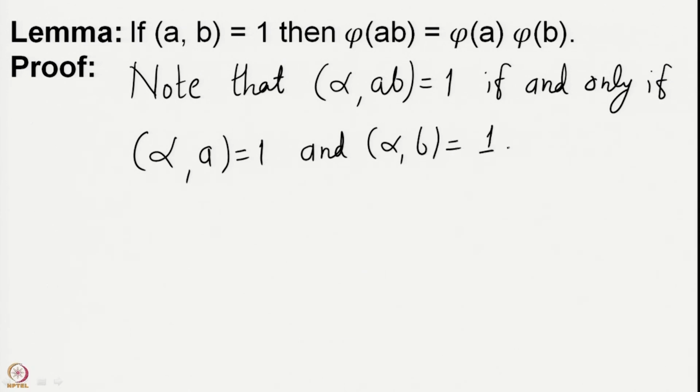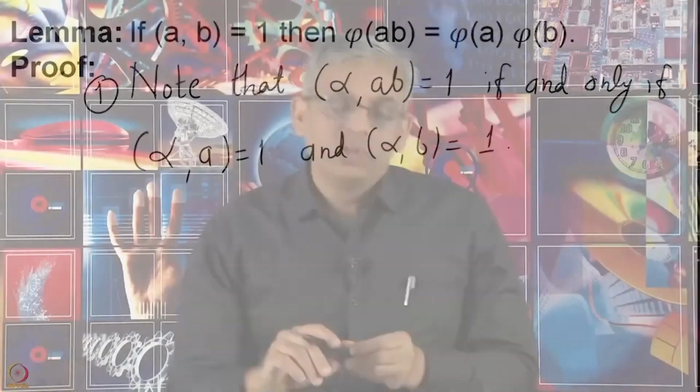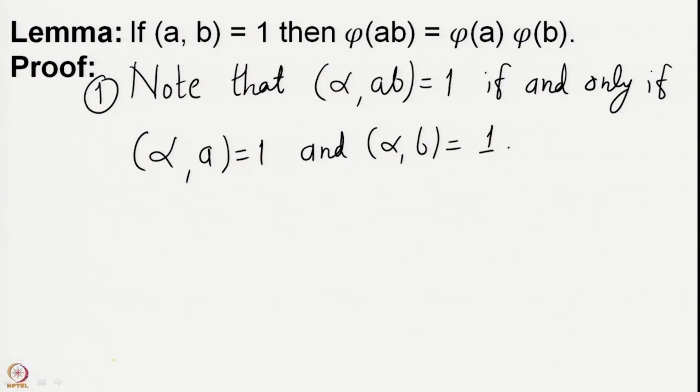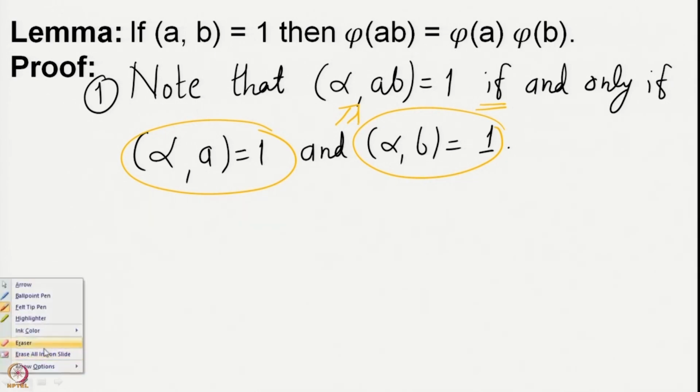This is the first major thing that we need to observe. How does one think about proving this? Whenever we have "if and only if", it means that if this holds and this holds, then we should get this. This is the meaning of "if". (alpha, AB) is 1 if (alpha, A) is 1 and (alpha, B) is 1. So, how does one prove this?